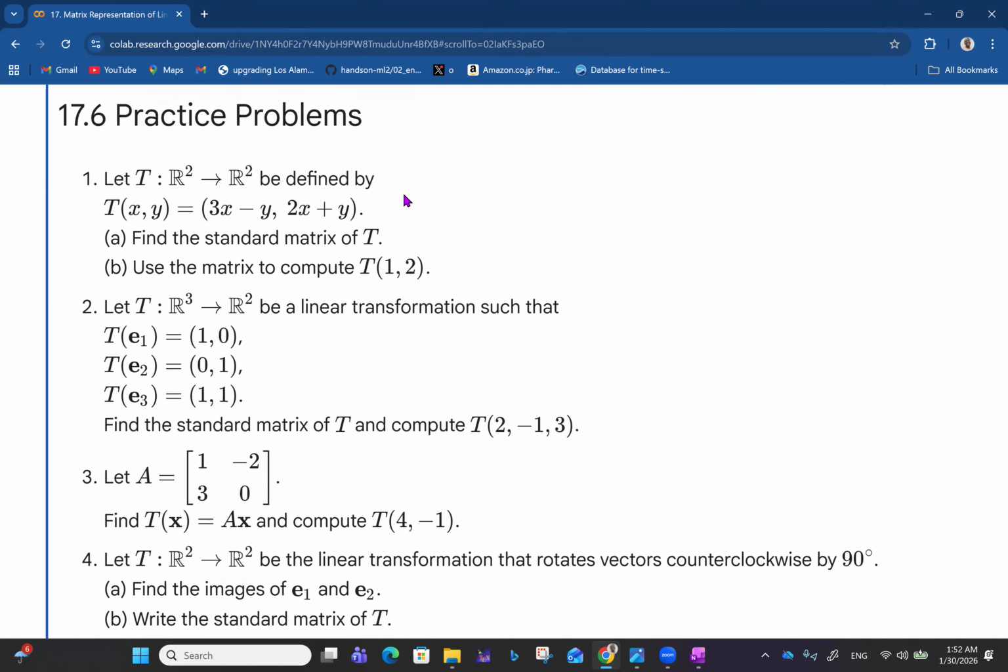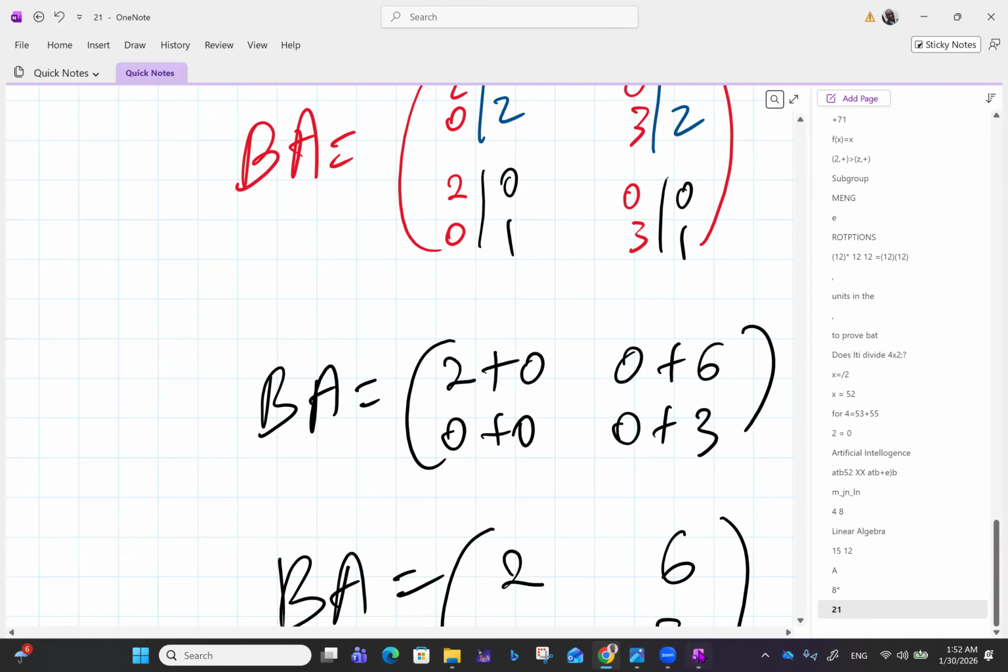So let T from R squared to R squared be given by T of (x, y) equals (3x minus y, 2x plus y). Find the standard matrix of T, and use the matrix to compute T of (1, 2). Okay, I think I want to do this. So T of (x, y) equals (3x minus y, 2x plus y).